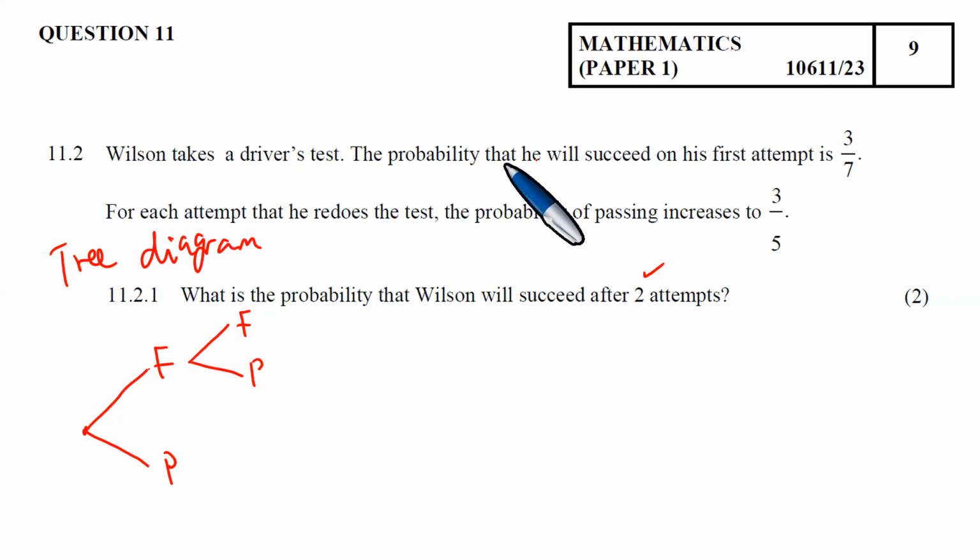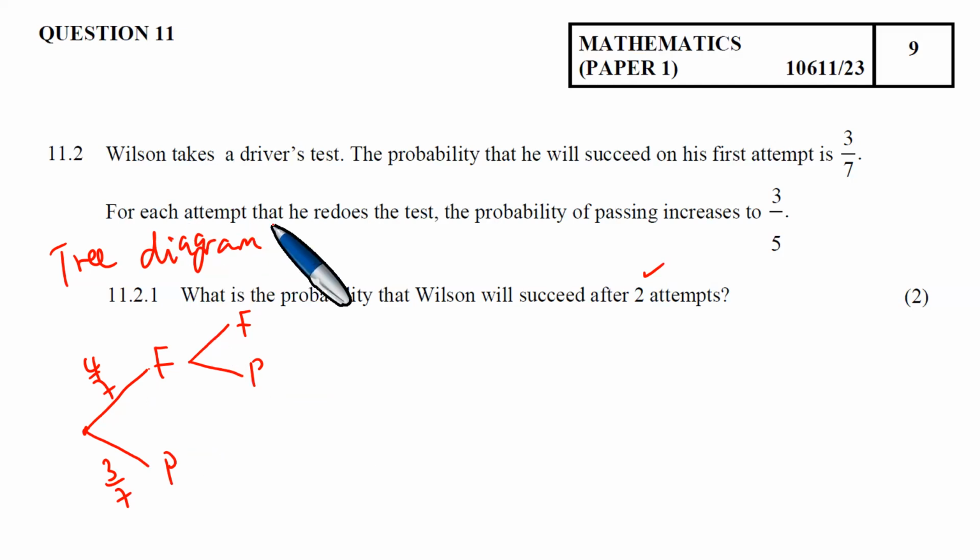The probability that he will succeed on his first attempt, so the probability of passing, is 3 over 7. What's the probability of not passing? It must be 4 over 7, because 4 plus 3 is 7, and 7 over 7 is 1. The total probability of either passing or failing must be 1. So the probability of failing is 4 over 7.